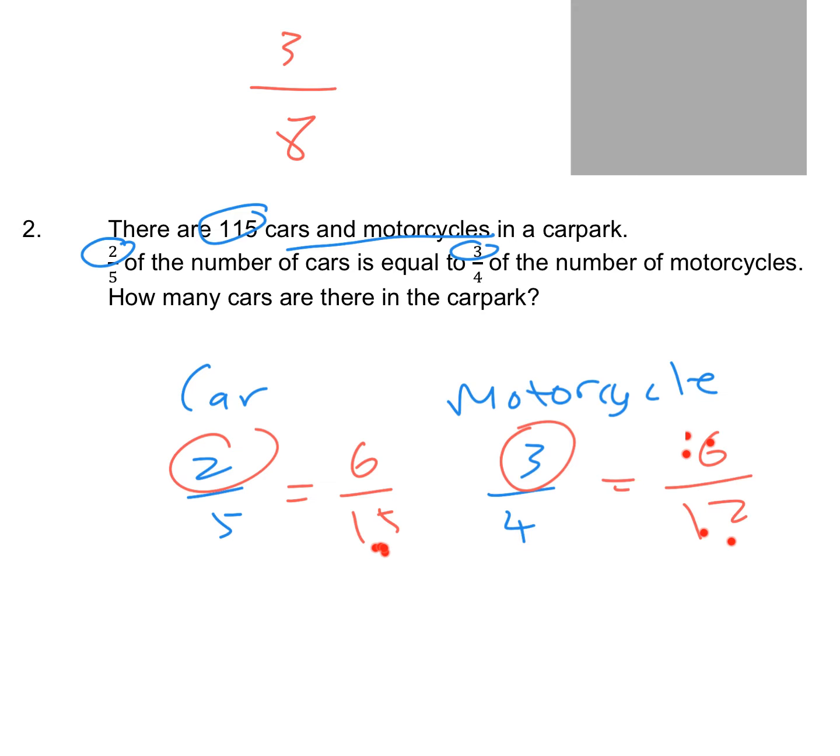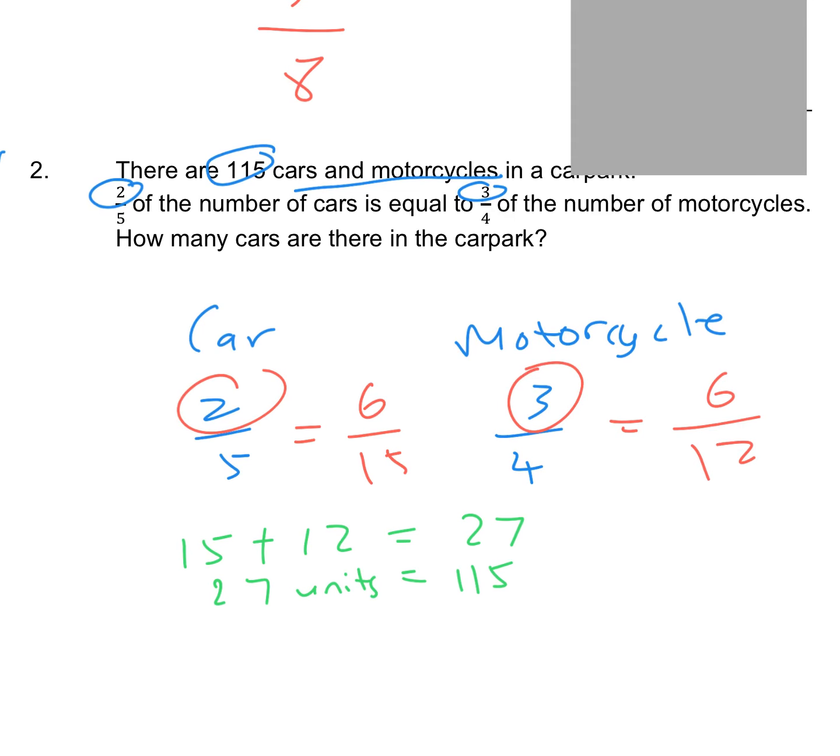So 15 plus 12, that gives me 27 units. 27 units equal to 115 cars and motorcycles. So 1 unit will be 115 divided by 27 equal to 5. First calculator.